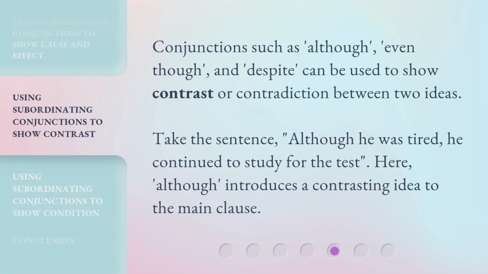Conjunctions such as although, even though, and despite can be used to show contrast or contradiction between two ideas. Take the sentence, although he was tired, he continued to study for the test. Here, although introduces a contrasting idea to the main clause.